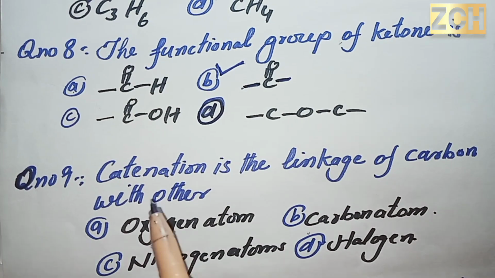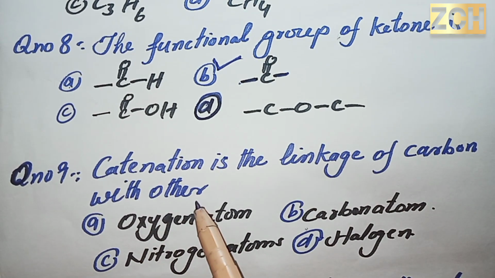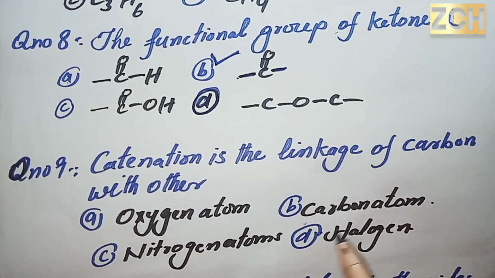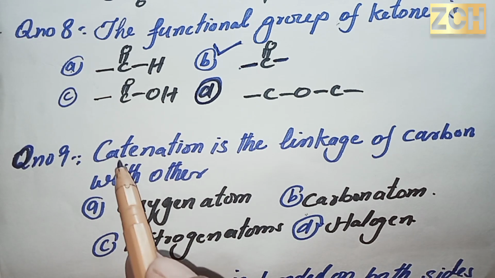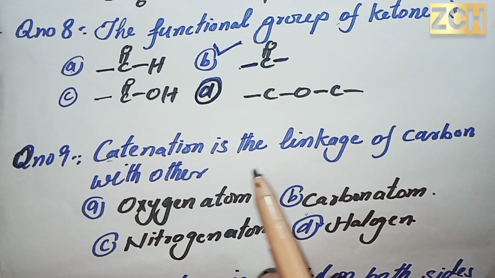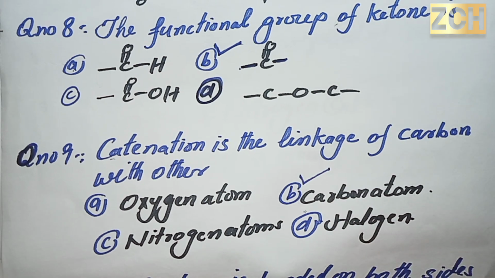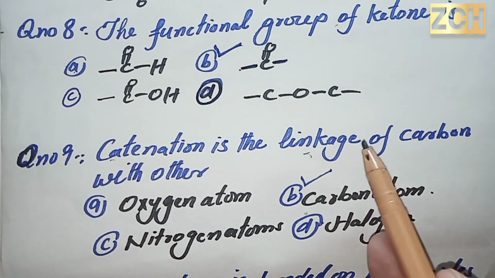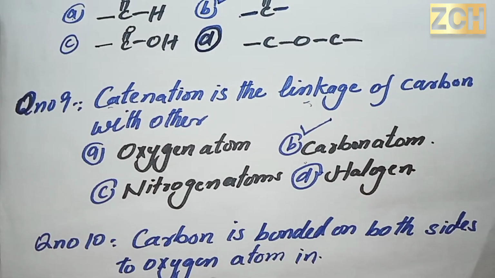Next question, question number 9. Catenation is the linkage of carbon with other: option A oxygen atom, carbon atom, nitrogen atom and halogen atom. We note that catenation is the self-linkage of carbon with carbon atoms. So option B is correct. It is the specific property of the carbon atom, that is the self-linkage of carbon with carbon atoms. So option B is correct.